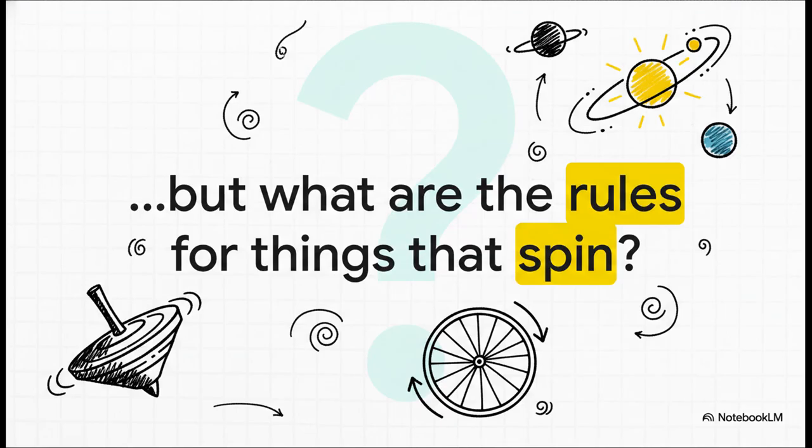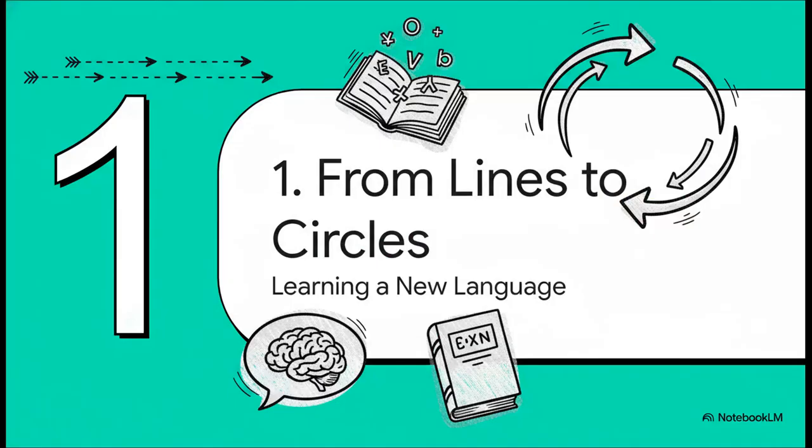Okay, but what about things that spin? A wheel on a car, a spinning top, heck, a whole planet. It feels like that's got to be a totally different kind of physics, right? A whole new rule book. But what if it's not? What if it's the same rules, just in disguise? All right, let's get into it.